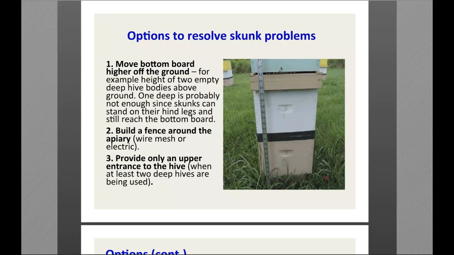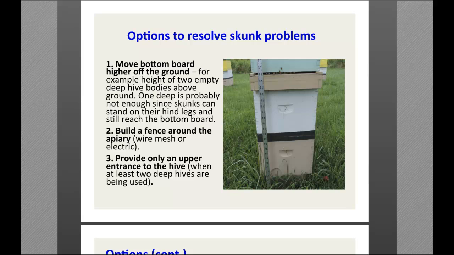Build a fence around the apiary. This could be a wire mesh fence or an electric fence if you use electric wire that's not very high above the ground, which would be about the height of the skunk. You could also have another wire or two above, particularly if you have bears or stray cattle or something else that's walking around, to keep things out.